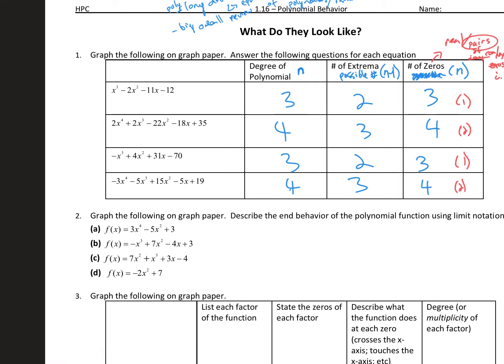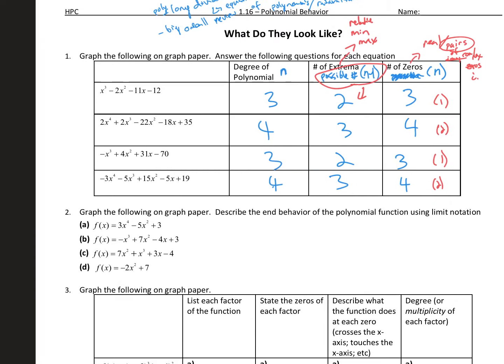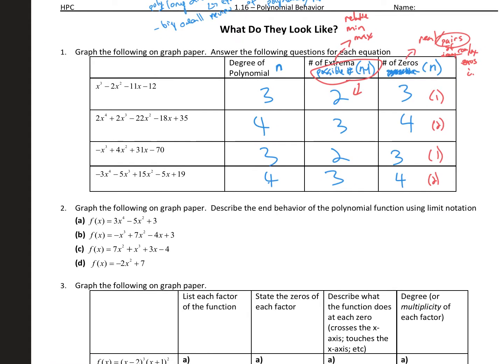The important part there, though, is that when we're talking about possible amounts of each, you're going to have n minus 1, which means whatever the degree is minus 1, amounts of extrema. Again, as a refresher, extrema are relative minimums or maximums, relative mins or maxes, and zeros are the values of x that make y 0. They are also x-intercepts if they are real. Otherwise, if they're complex, we still call them zeros along with the real ones.